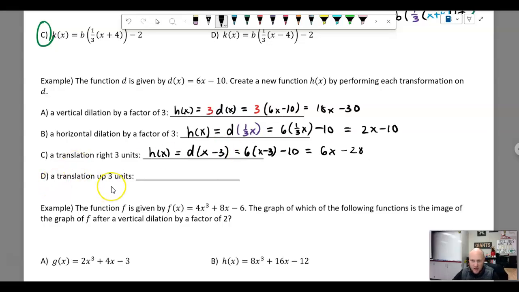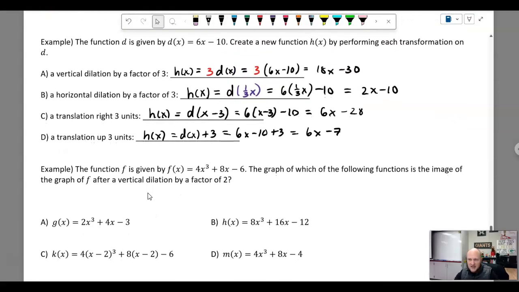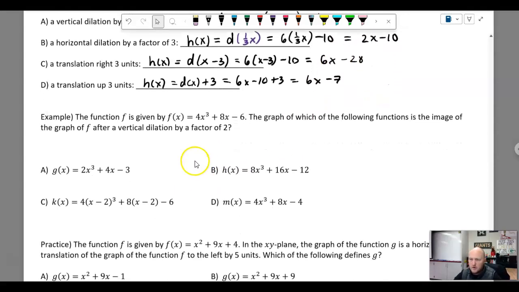D, translation up 3 units. Okay, this one's really simple. This is d of x, and my k value is a 3. So this is going to be 6x minus 10 plus 3 gives us 6x minus 7. All right, okay. So that's handy. These will only appear as multiple choice questions, so just kind of prepping you for what we're going to see and encounter here.